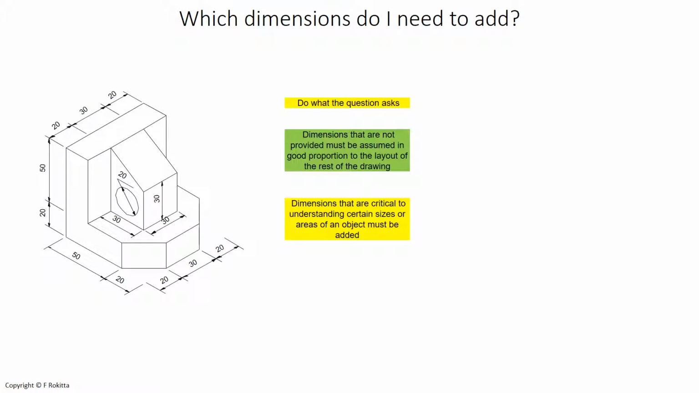Which dimensions do I need to add? Do what the question asks. Dimensions that are not provided must be assumed in good proportion to the layout of the rest of that drawing. Dimensions that are critical to understanding certain sizes of the areas of an object must be added. The question will tell you whether or not you should add all dimensions or just some of the dimensions. Sometimes the question indicates by markers which dimensions need to be added.